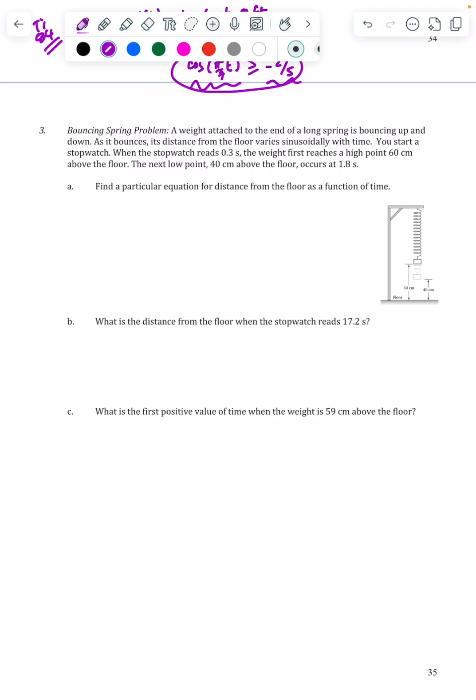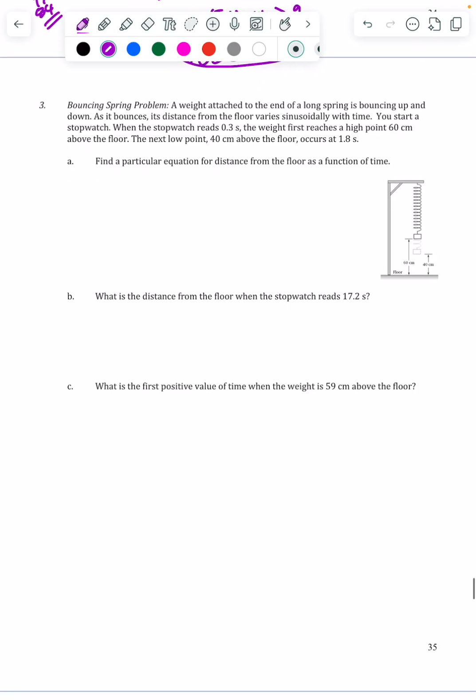Number 3, bouncing spring problem. A weight attached to the end of a long spring, this is also a common problem, is bouncing up and down. As it bounces, its distance from the floor varies sinusoidally with time. You start a stopwatch. When the stopwatch reaches 0.3 seconds, the weight first reaches a high point. So at this point, you're reaching a high point of 60 centimeters above the floor. And then the next low point, 40 centimeters above the floor, occurs at 1.8 seconds.